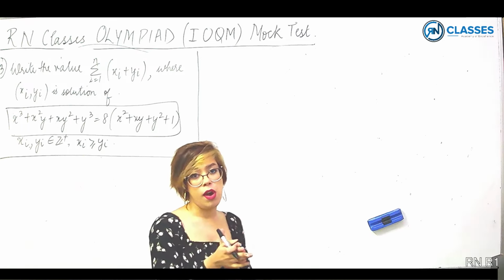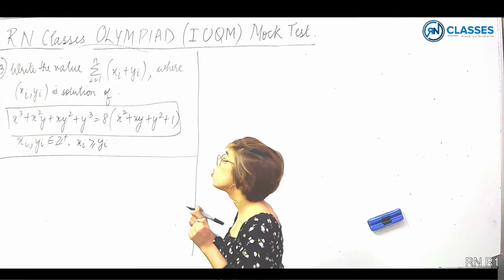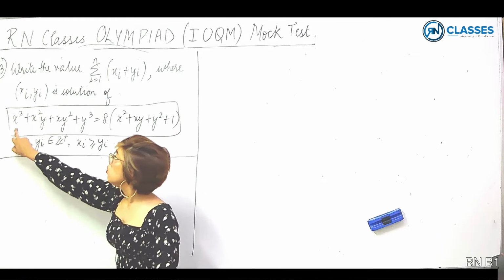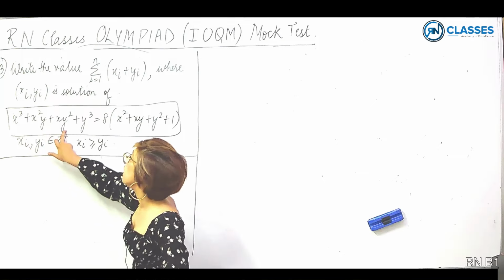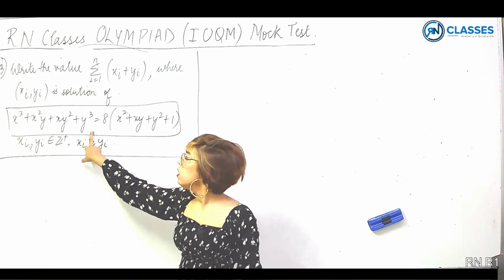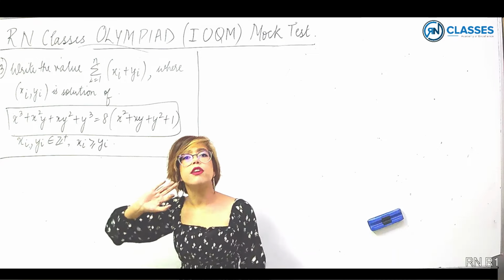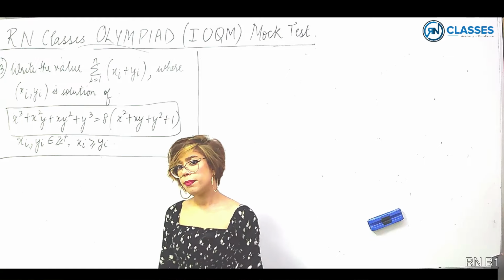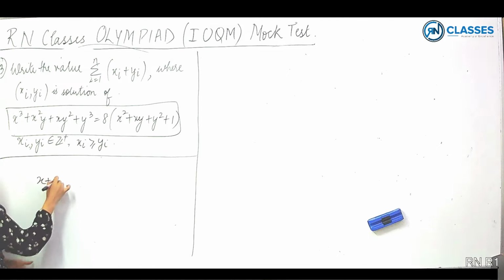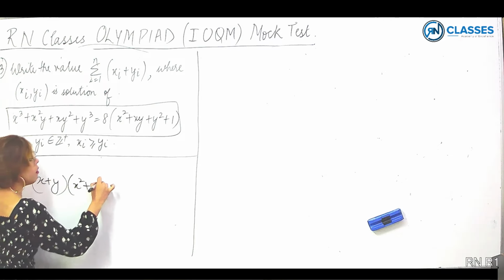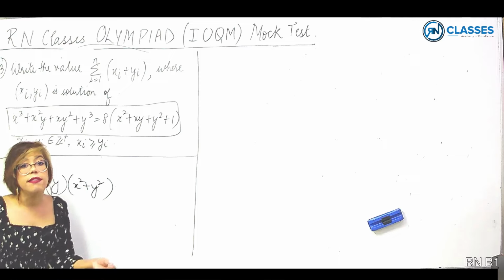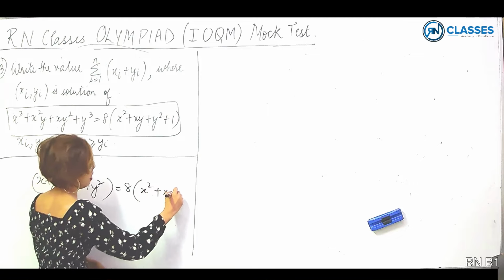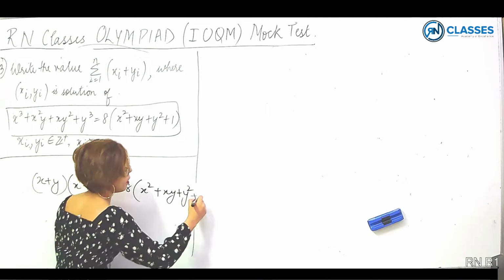Any equation you encounter, you first need to observe something. So let me just read the equation for you. Now he says x cube plus x square y plus xy square plus y cube. On the left-hand side, no matter what kind of equation it is, if I can factorize it, I'll be able to find the solution. The left-hand side factors as x plus y into x square plus y square. Wherever you can find factors, write them down. And then here I have equal to 8 into x square plus xy plus y square plus 1.